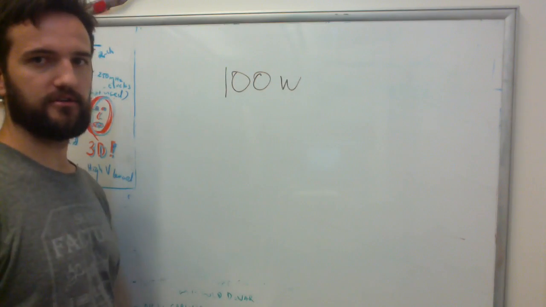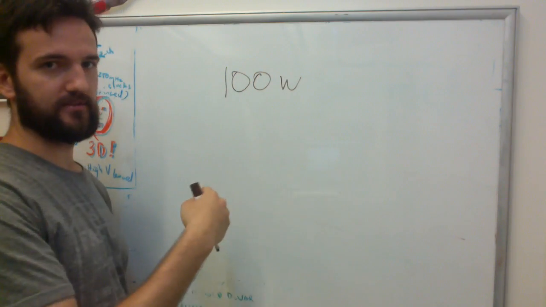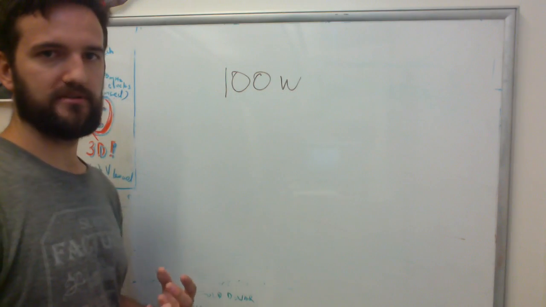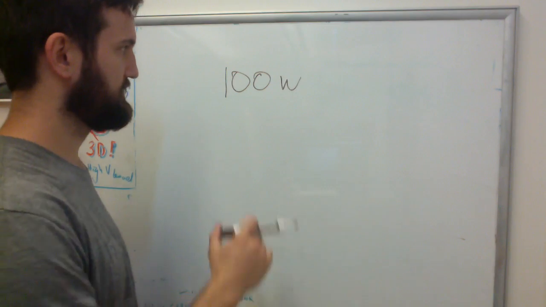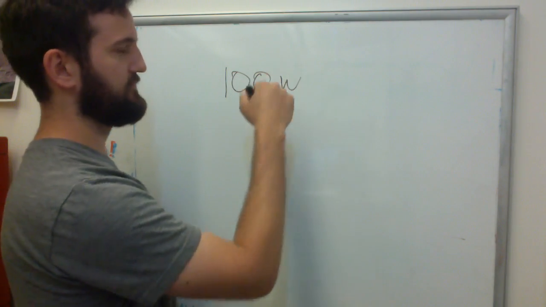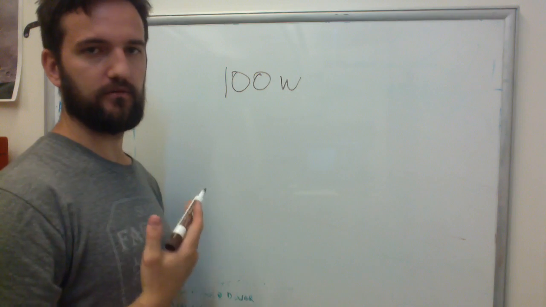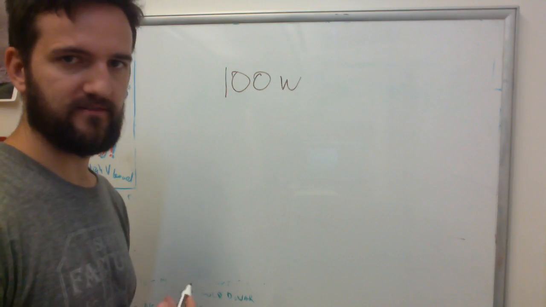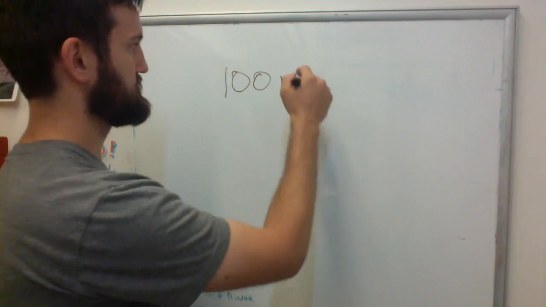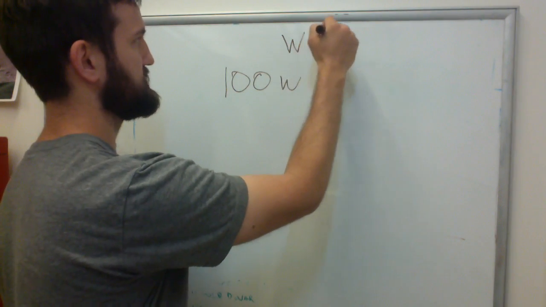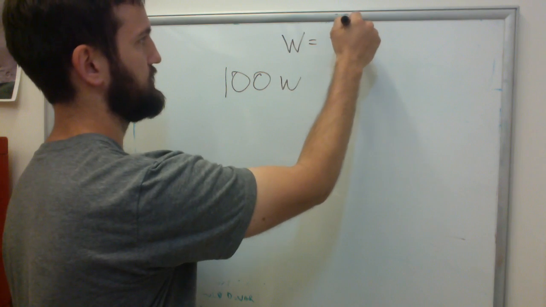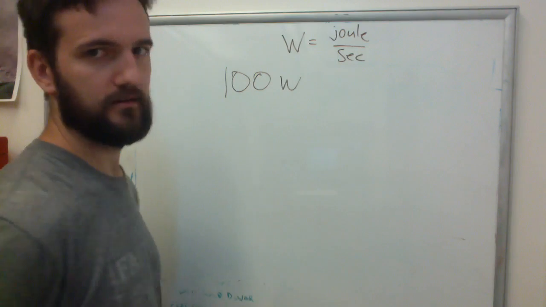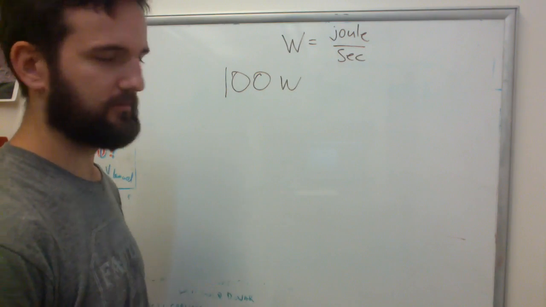The first thing you should do in these labs or assignments is, when you see a unit, always try to remember what that unit represents. For watts, remember this is a unit of power, which is energy over time. The unit of energy that we use in physics is joules. So a watt is equal to a joule per second. So that's important to remember.